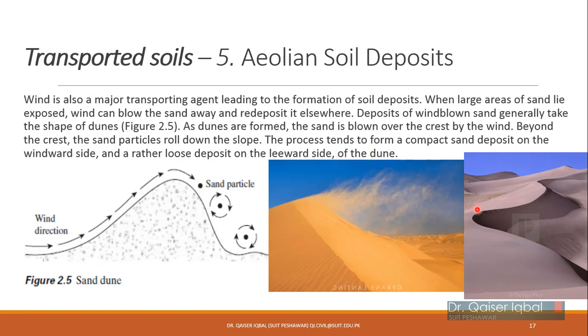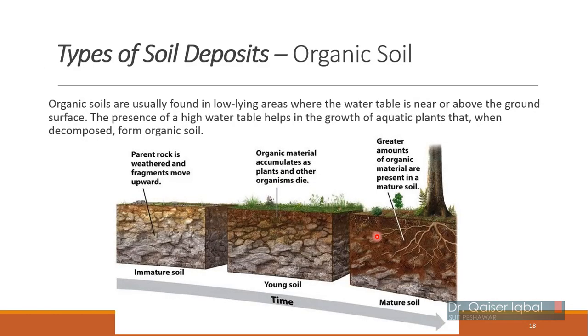Okay, so on the windward side you will have dense sand deposits on this side, and on the leeward side, which is this side, you will have loose soil deposits. Okay, so these are basically uneven soil deposits which are deposition of soil by the wind.